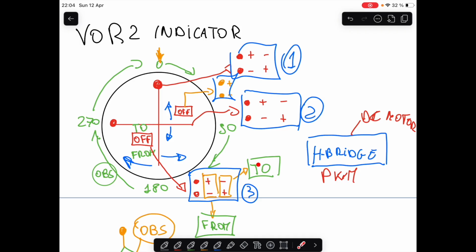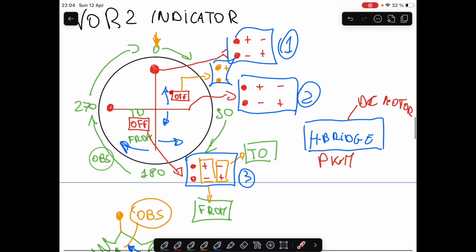So I decided to use PWM once again, to also have a smooth transition from to to off, and from off to from. And I used once again an H bridge. For the off/on flag, we have another 2 pins. In this case, I used plus 5 volts or 0 volts coming from an Arduino output pin.